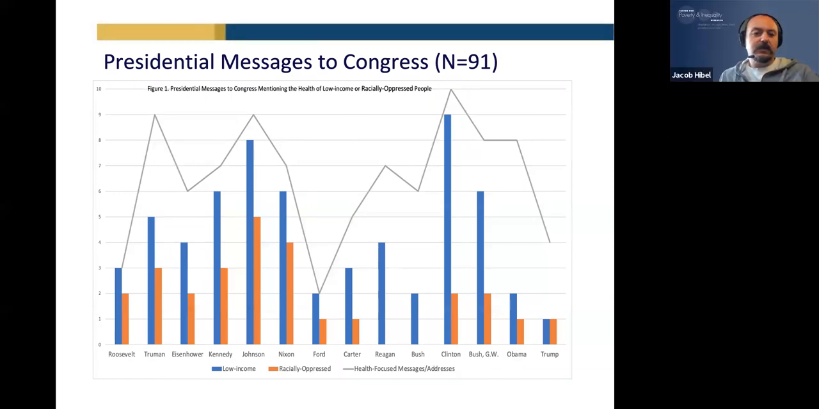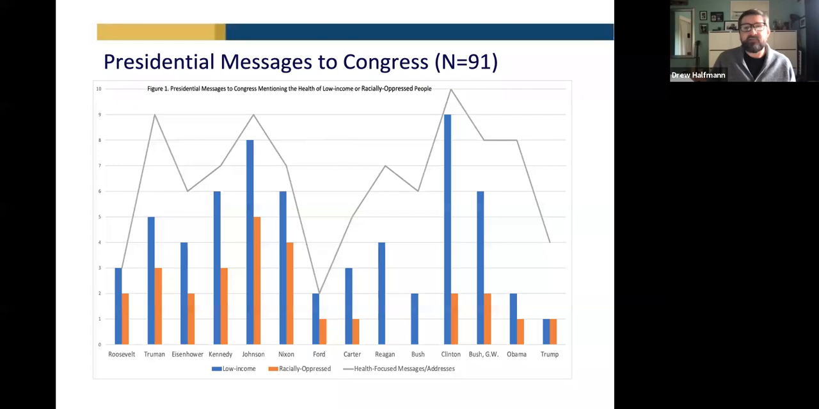Drew, do you think it mattered what the major health crisis or health issue of the time was? Did that shape the way, so during the opioid crisis, were they talking about class more than race, or what did presidents say during the HIV and AIDS era? Or I guess it's impossible to tease apart those period effects from presidential ones.